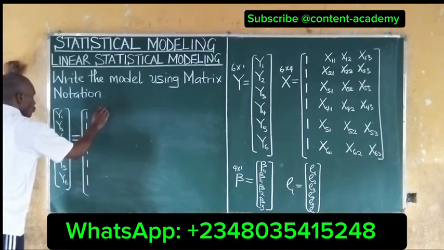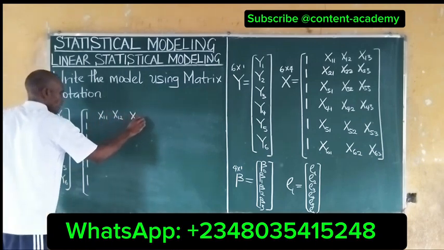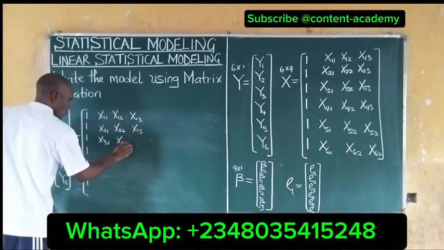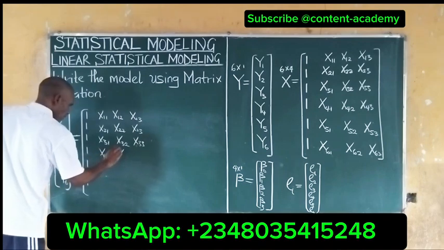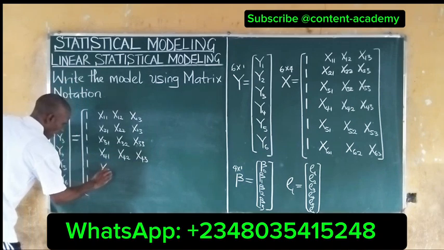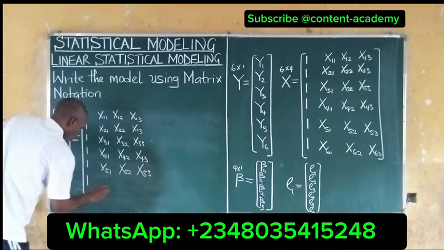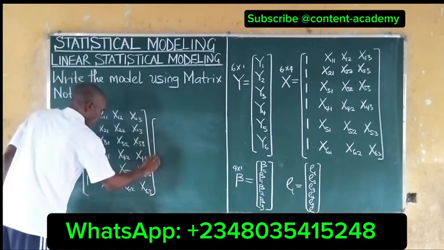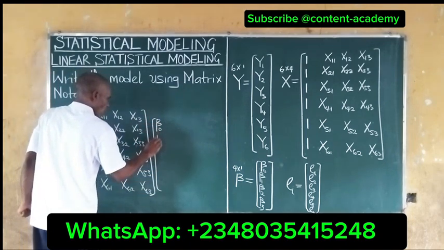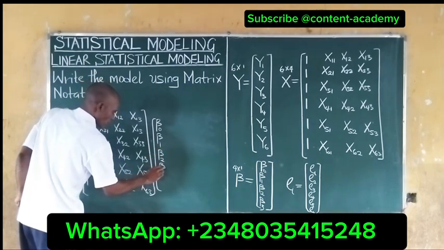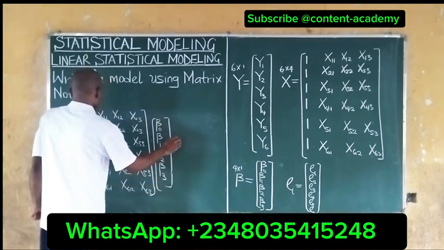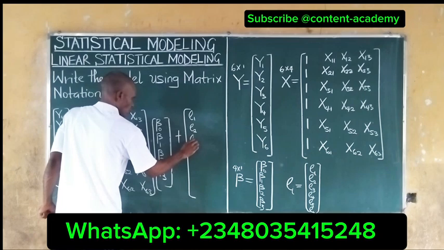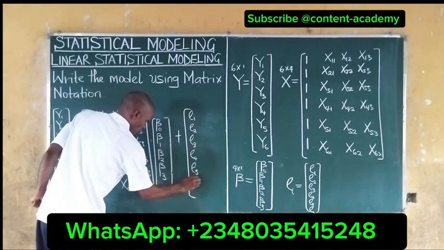Which is x11, x12, and x13, x21, x22, and x23, x31, x32, and x33, x41, x42, x43, x51, x52, and x53, and x61, x62, and x63, multiplied by our B. Our B is B0, B1, B2, and B3, plus our error term, which is e1, e2, e3, e4, e5, and e6.